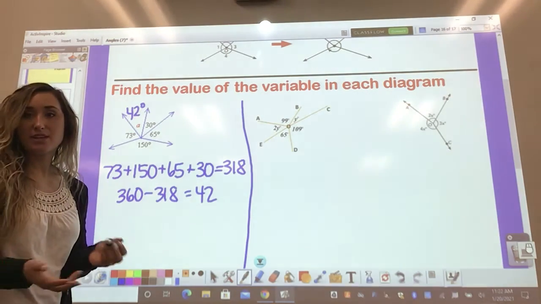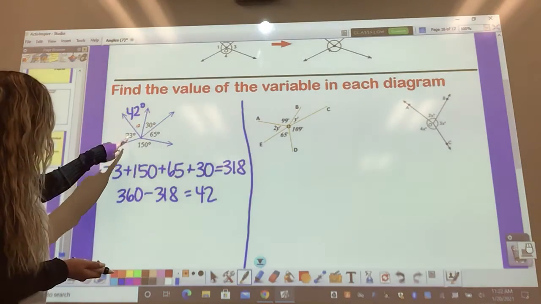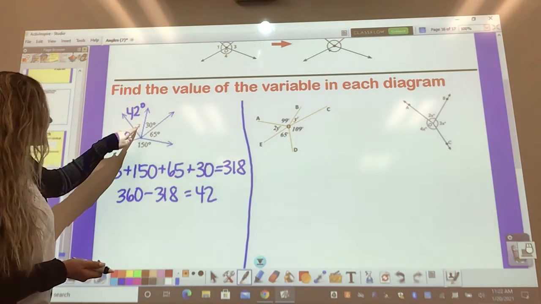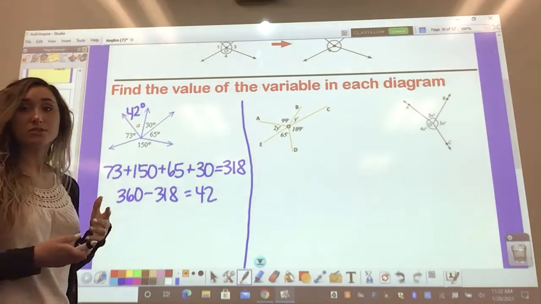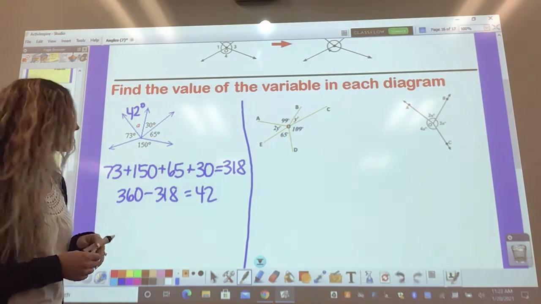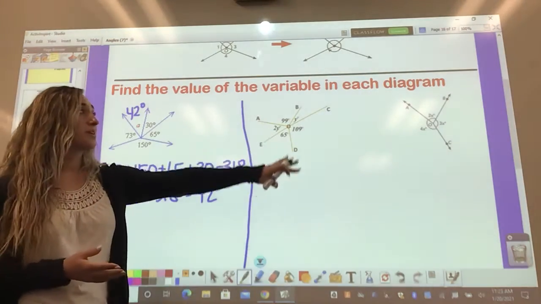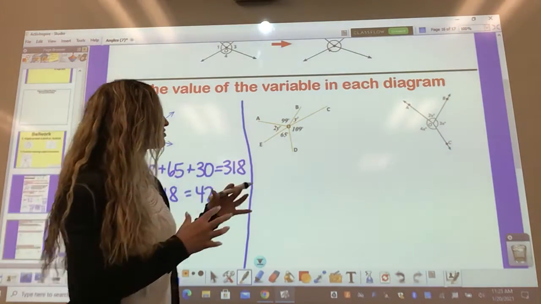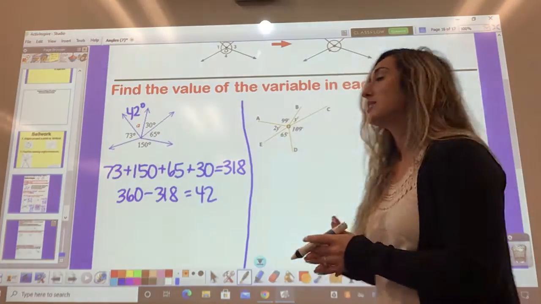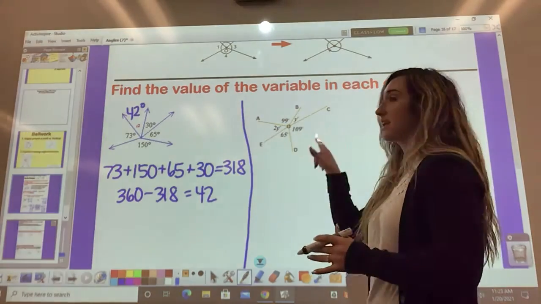Another way, like I said, you could set up an equation and say that this plus this plus this plus this plus this plus A equals 360, and then solve that equation. But it's really not necessary. It will be for these two. So for these next two, you do need to set up an equation because we have two missing angles.